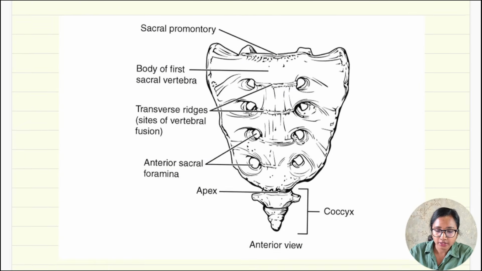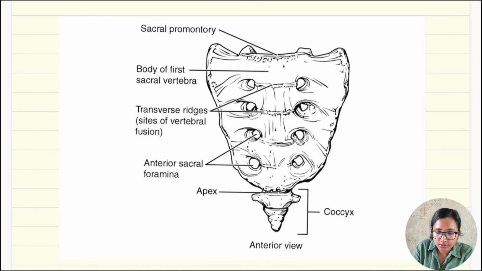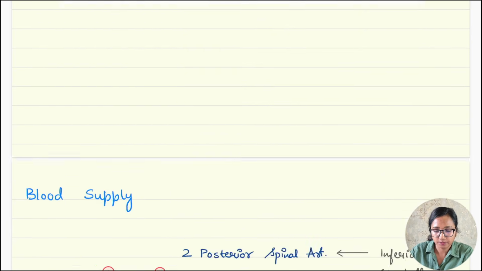So this diagram will clarify it further. This is the sacral promontory and this is the fusion of vertebral bodies. This is known as the transverse ridges and this is the body of the first sacral vertebra. There are sacral foramina for the sacral nerves to pass through, and this is a diagram of the fused coccyx bone.